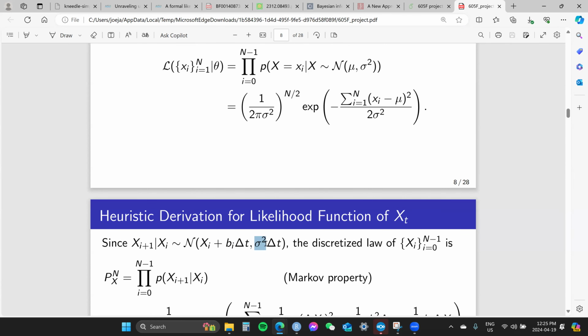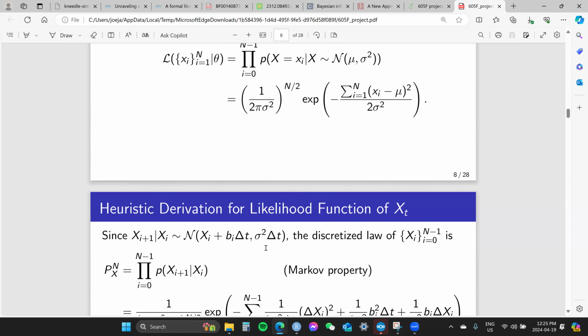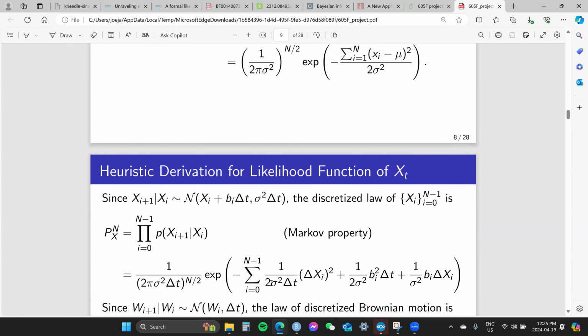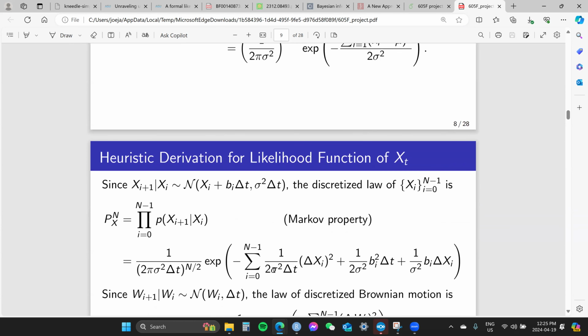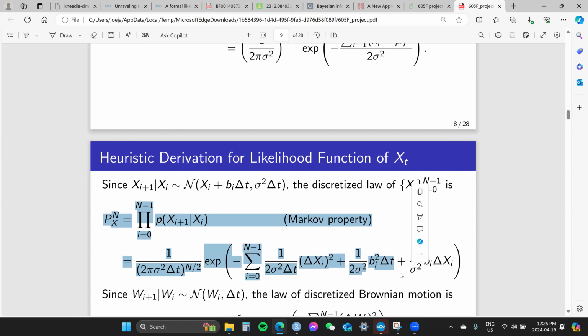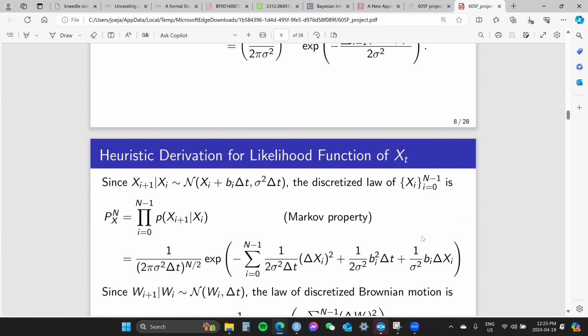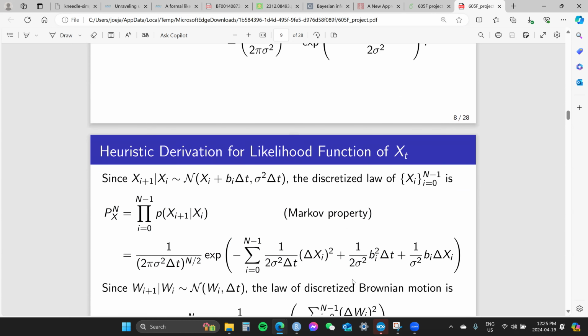It's just sigma squared delta t. So you could discretize this law. You just plug it into the normal. You get this. And some people actually use this directly as the likelihood function. We've seen that the literature is a little bit split. So this can indeed be used as a likelihood function.